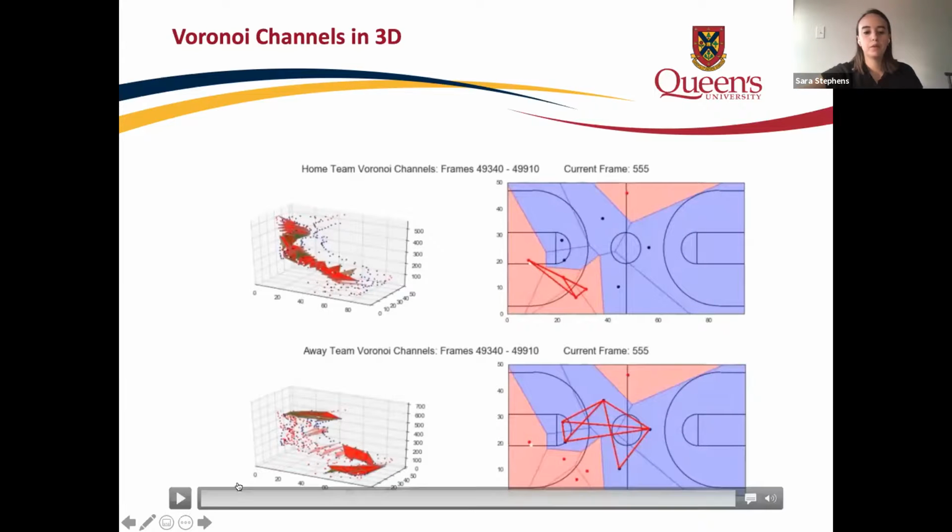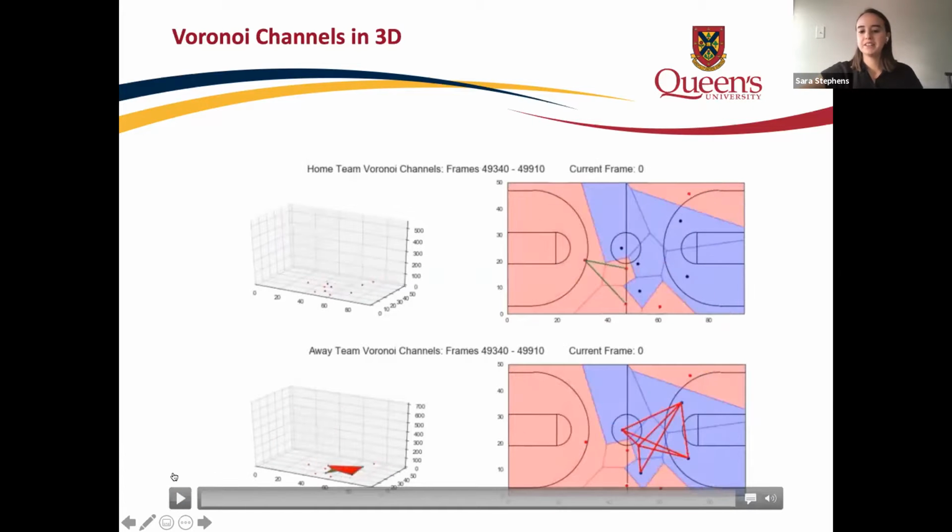Awesome. Maybe I'll just play it one more time, because I feel like it takes a bit to get used to the first time you look at these types of models. So, one more time.